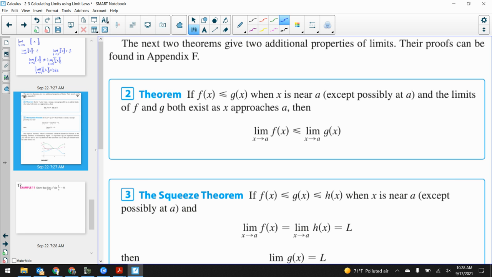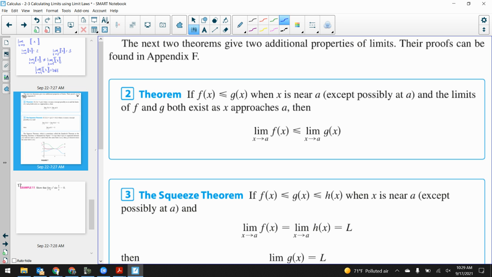Because we have equivalence with these limits, we also have inequalities as well. If f of x is less than or equal to g of x, where x is near a, and the limits of f and g both exist as x approaches a, then we can also say, as long as f is always less than g when x is near a, and we can say that at a certain value.